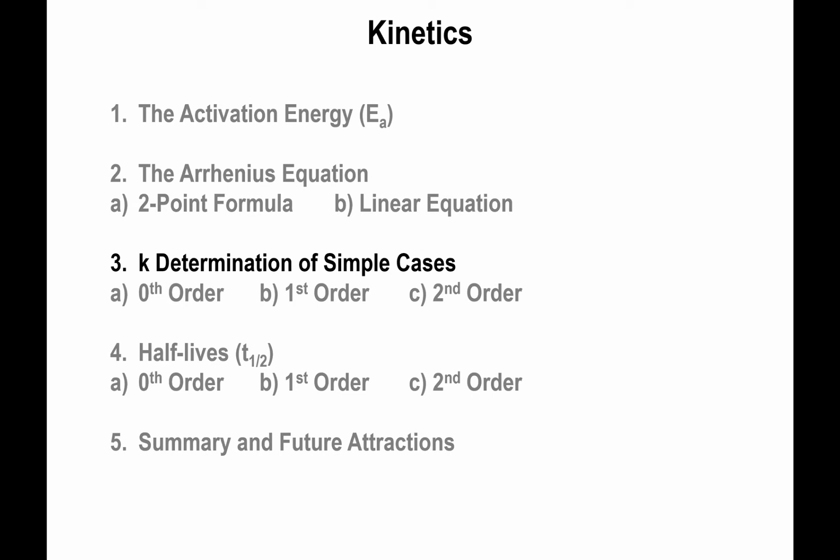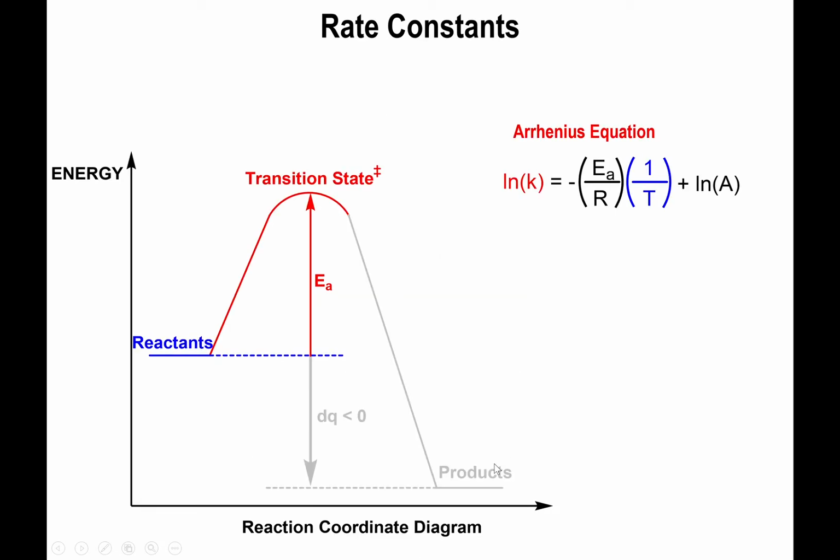Very well, let's determine the values of rate constants. We're going to first look at some simple cases, where we only have one reactant and only one kind of reactant. And we're going to concentrate on whether this reactant behaves and reacts in one manner or maybe two other different manners, which we call the orders of the reaction. So let's get right to it.